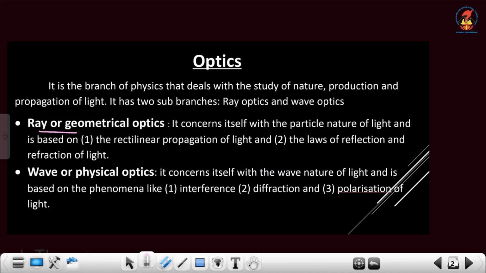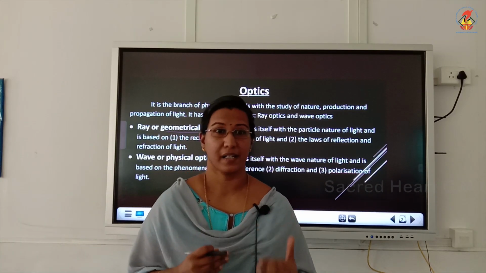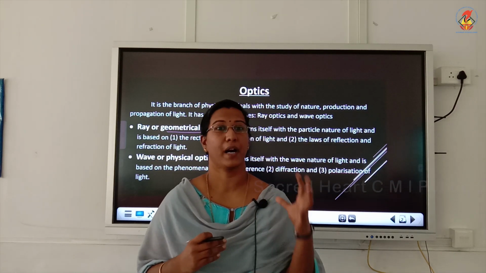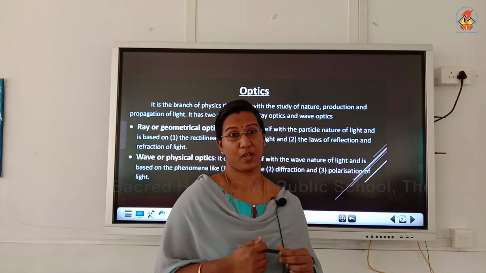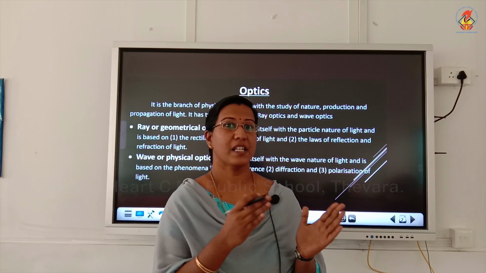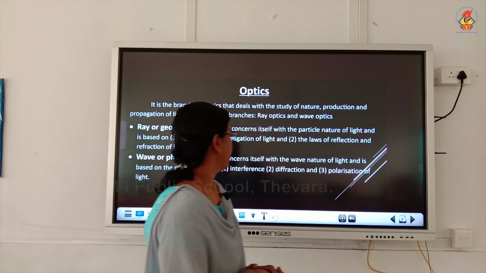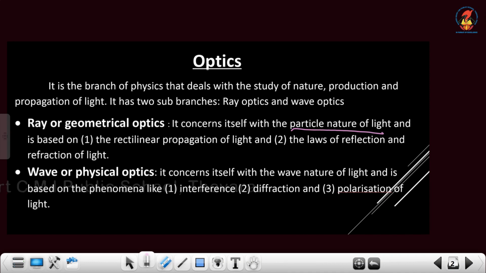First one is ray optics, also known by the name geometrical optics. Now ray optics means light is considered as a ray, mainly concerned with the particle nature. Here light is considered to be a particle and light travels in a straight line. You have studied the term rectilinear propagation of light in your lower class, isn't it? Which means light travels in a straight line. So ray optics is mainly concerned with the particle nature of light and is also based on rectilinear propagation of light. And it explains the phenomena using laws of reflection and laws of refraction.